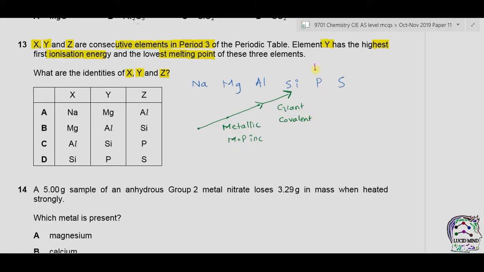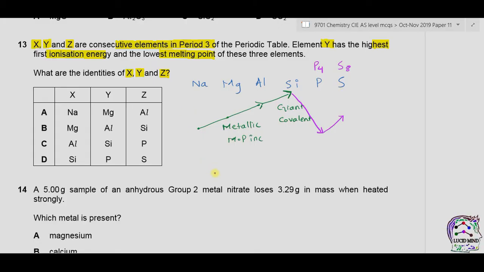Now phosphorus occurs in the form of small molecules made up of 4 atoms and sulfur in the form of molecules of 8 atoms. So the melting point will drastically decrease in phosphorus and increase a little bit in sulfur. This is because phosphorus has less intermolecular forces of attraction as compared to sulfur.